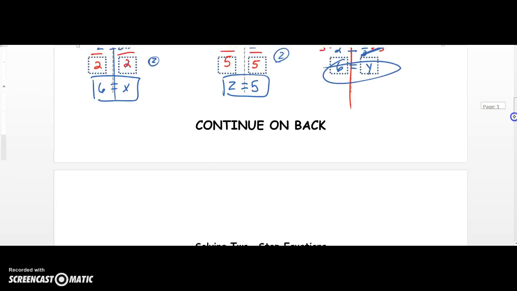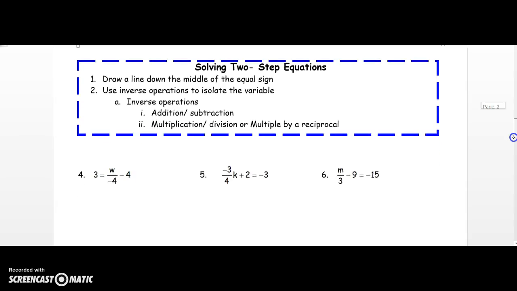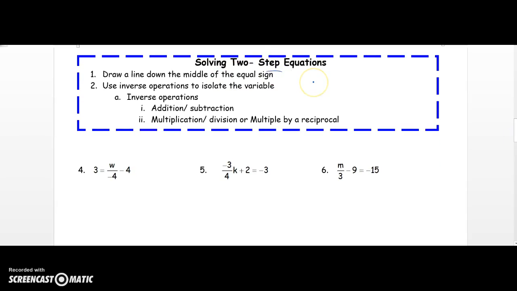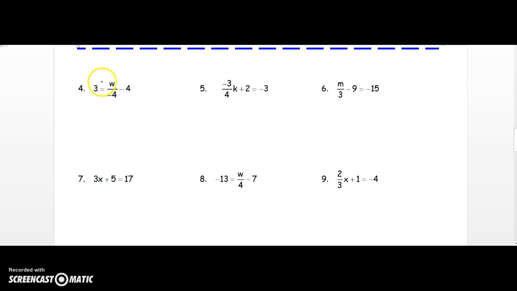Okay, let's move on. Let's continue onto the back page once again. Use your steps for solving equations. Okay, nothing has changed here. You still want to draw your line down the middle.